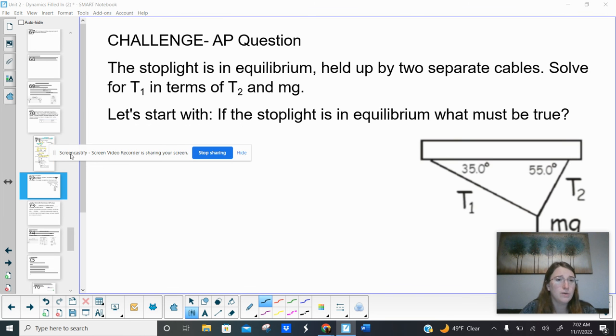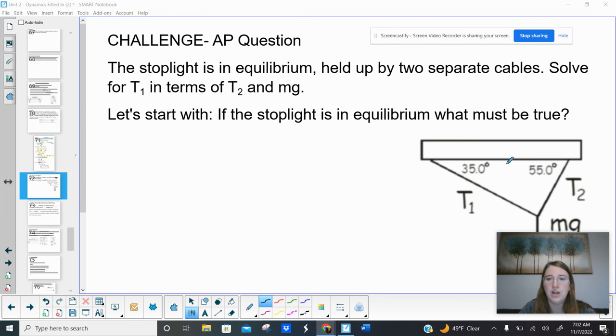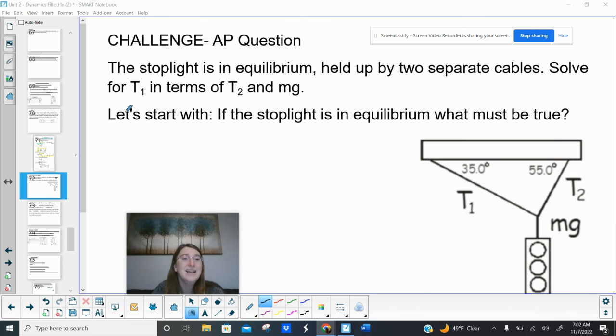Okay, so with that, this question, I'm going to give you a hint. There is a question like this on the homework. It's number 5, but it's not nearly as hard as this. The reason why this one is super hard is it's abstract. This is very much so an AP question. They don't tell you a number for the tension. They don't tell you a number for the mass. They tell you the angles right here, but it's tricky. Solve for T1 in terms of T2 and mg.